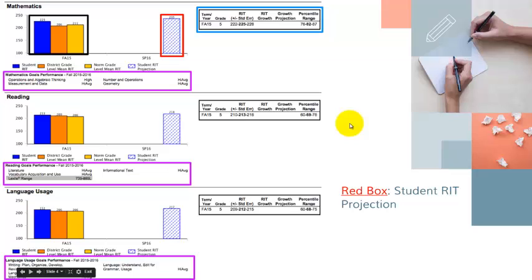Let's take a look next at what's in the red box, the student RIT projection. This is how many RIT points your student is expected to grow in that particular subject area by the end of the school year. This score or better should be what your student scores on that particular MAP test at the end of the school year. The winter MAP test will tell you how well your student is progressing towards meeting that target.